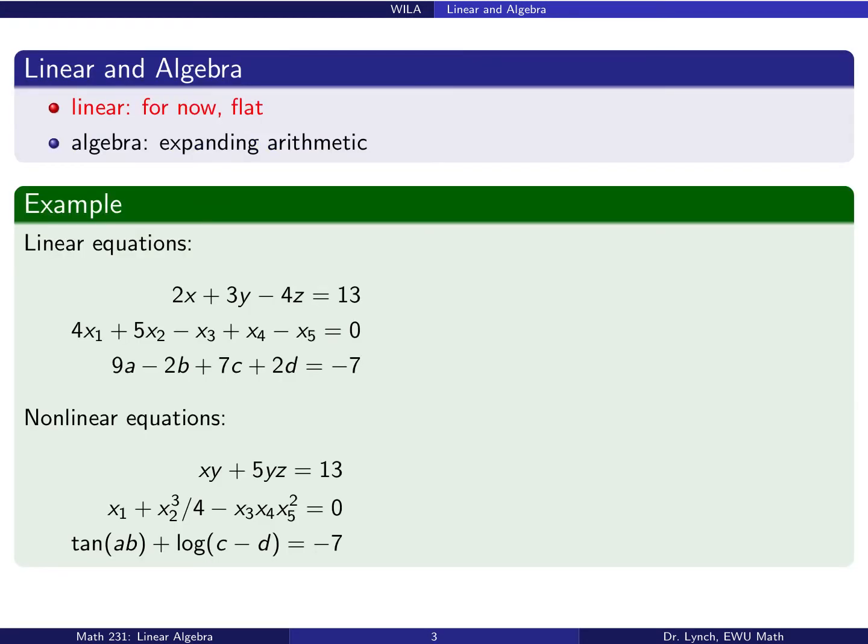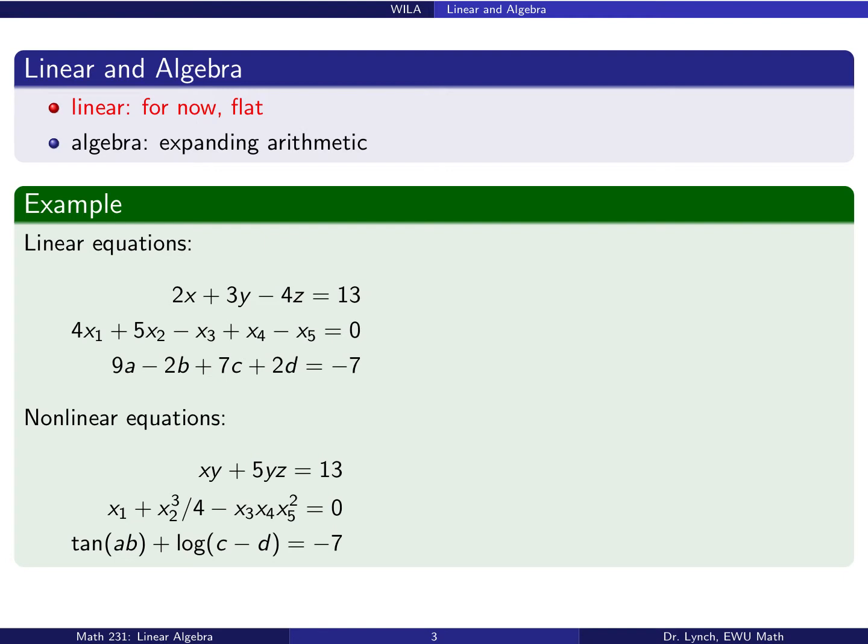So for now, we can think about linear algebra as being flat. You might know things that are linear from pre-calculus, things like lines, or if you're lucky enough to have had a little bit of multivariable calculus, you might know about planes. Those are examples of things that are flat, linear. In general, however, this class won't have too much interest in geometric interpretation, but in any case, we can think about things that are flat.